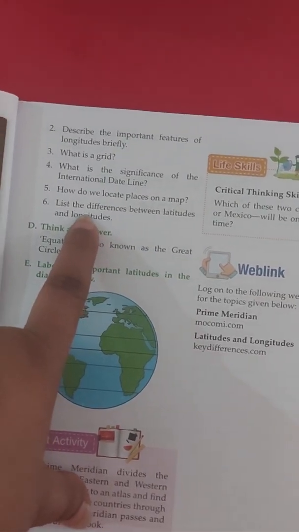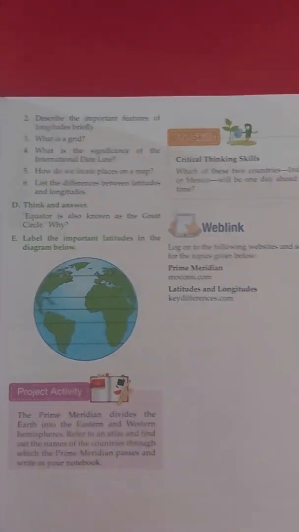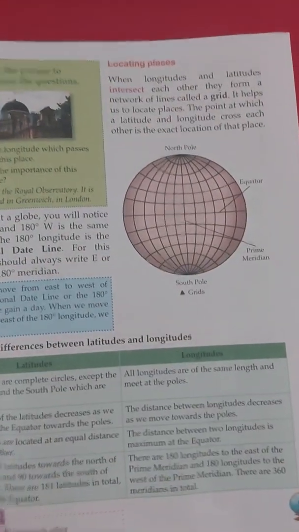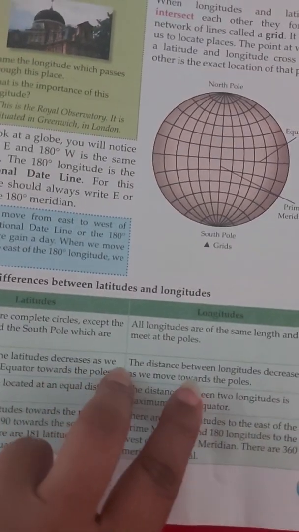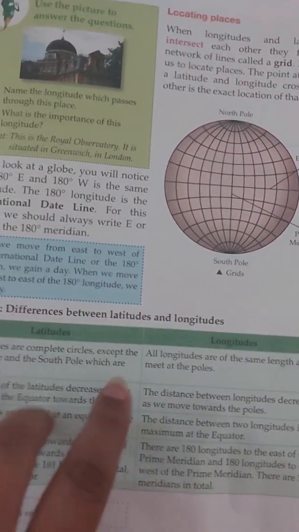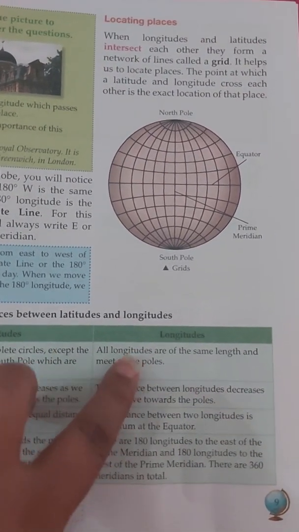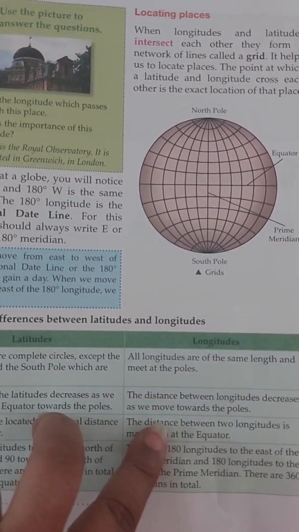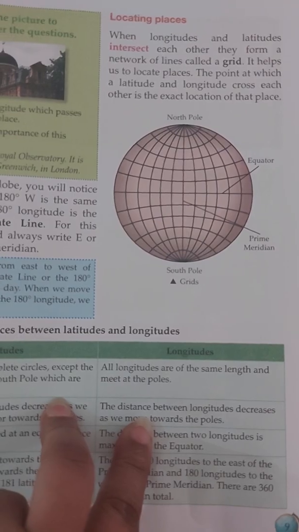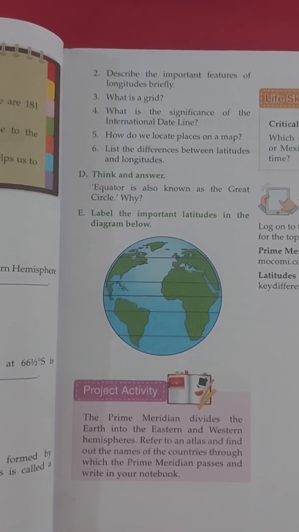The last question: differences between latitudes and longitudes. You can see on page number 9 that different points are given here. You can write down any 3 points from here for mentioning the differences of longitude and latitude. So this is your exercise which you have to do with the help of this video.